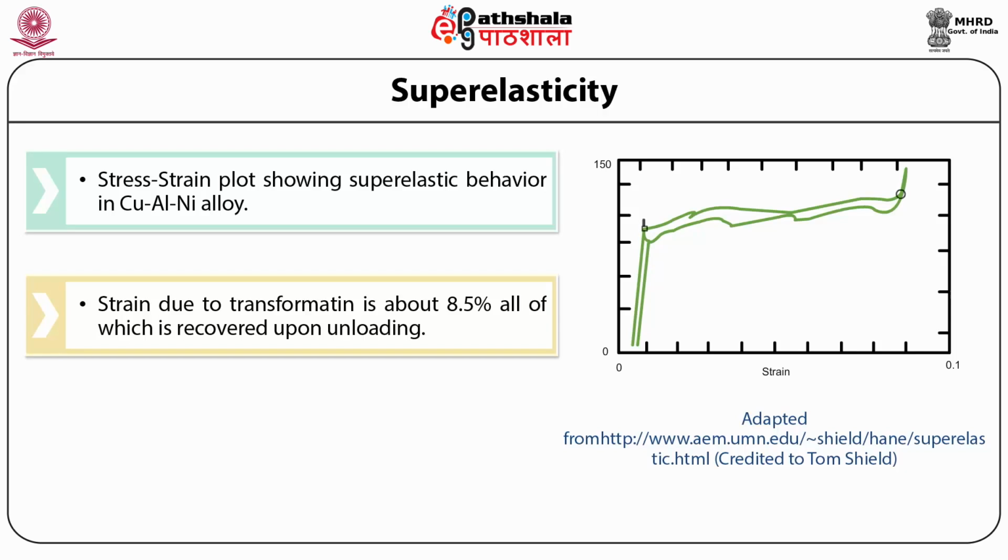The above plot was obviously obtained at temperatures where austenite exists, that is T greater than MS. In fact, in practical applications, the temperature needs to be sufficiently above AF to observe complete strain recovery upon unloading.